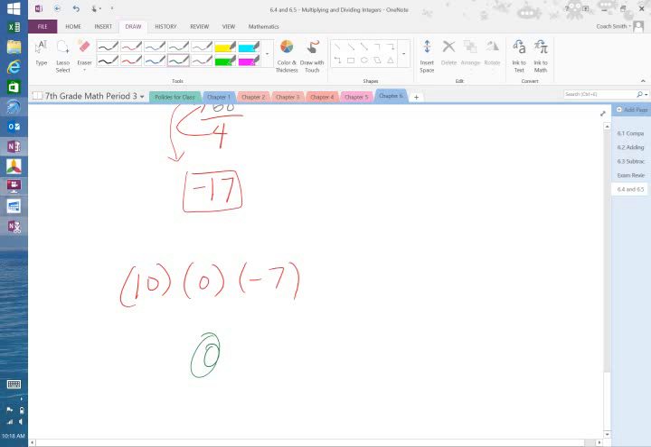Now let's also remember that 0 is neither negative nor positive. So don't put a sign in front of 0. 0 is just 0. 0 is an integer.